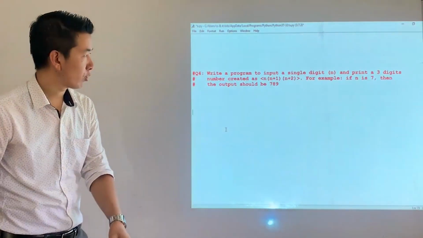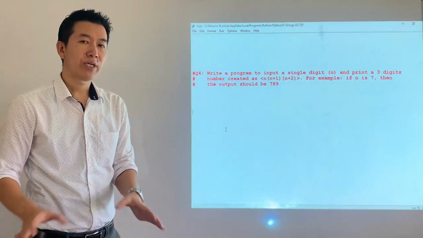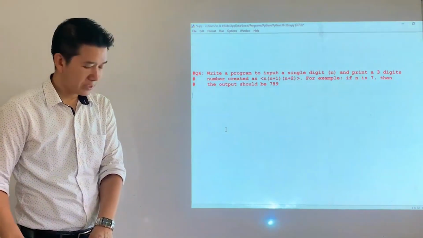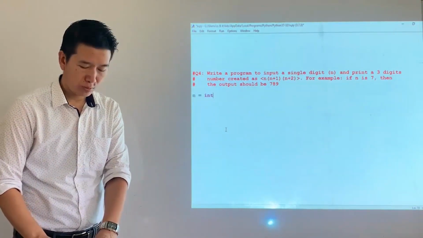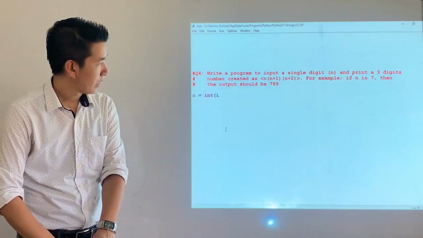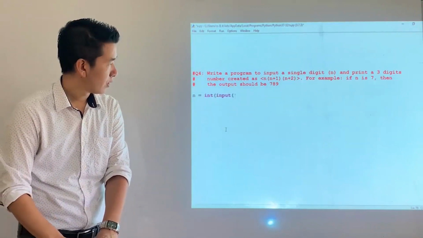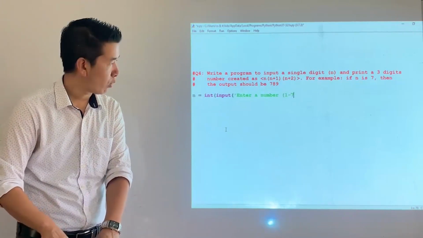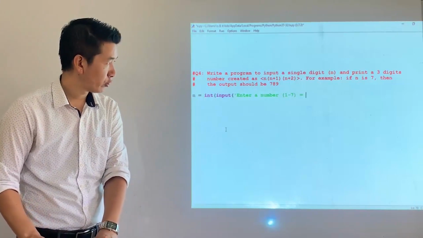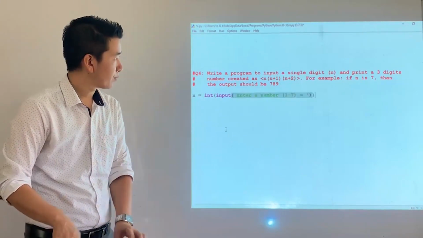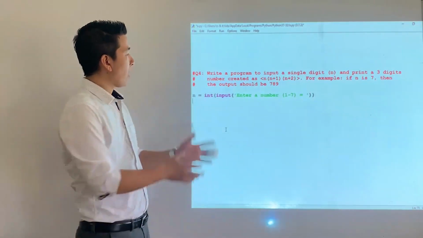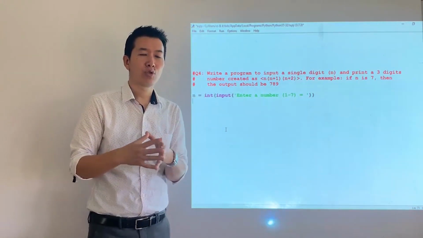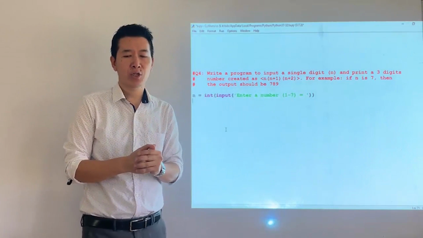So it's a very simple program, but a beautiful way to start the programming life. So let's get started. First things first, n is equal to input, enter a number, right? But remember, the number should be between 1 to 7. So the instruction needs to be clearly stated to the user, alright? Now, why am I converting to integer is because I have to carry out the arithmetic calculation. So you better have this converted to integer, otherwise it will not work.